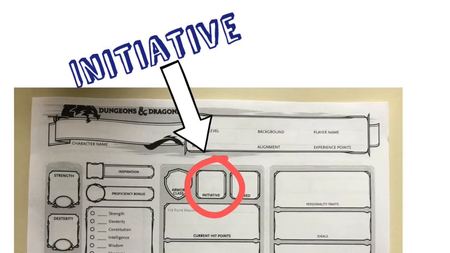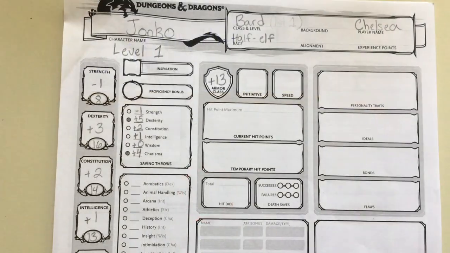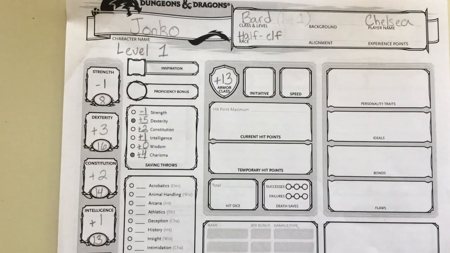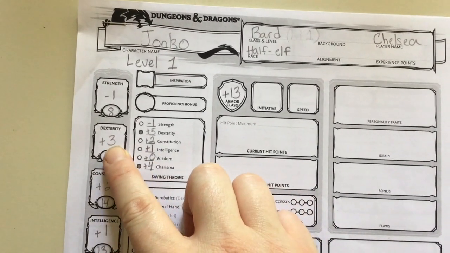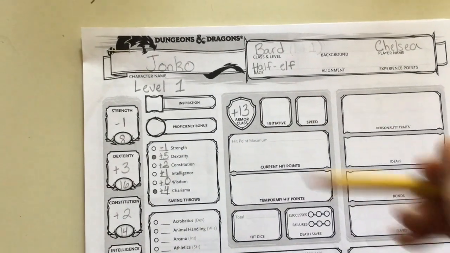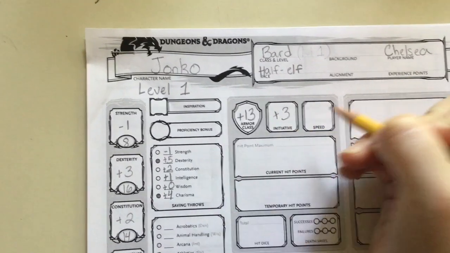Next, we will calculate your character's initiative modifier. To find this value, take your dexterity modifier plus any modifiers for your class or race. You can find those in your player's handbook. For Jonko, his initiative modifier is +3. Initiative determines when you attack an enemy. To roll for initiative, roll a d20, then add the modifier found in the box.